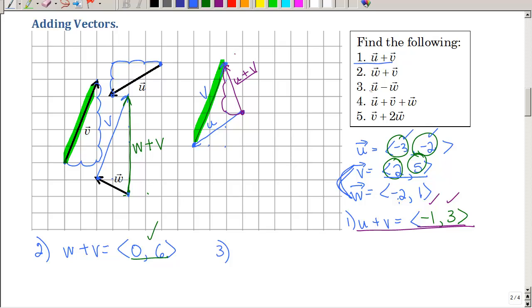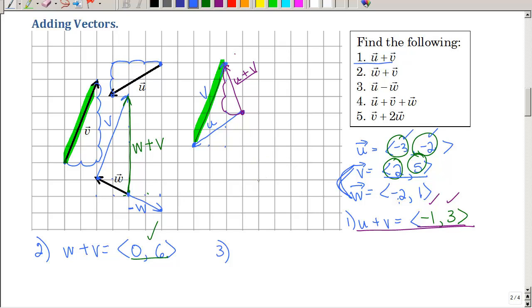Alright, the third one, u minus w. Now what is minus? Minus is opposite. So I want the opposite direction of w. So this would be, instead of going left 2, I would go right 2. Instead of going up 1, I would go down 1. So this vector would be minus w, and I want to add u to it.